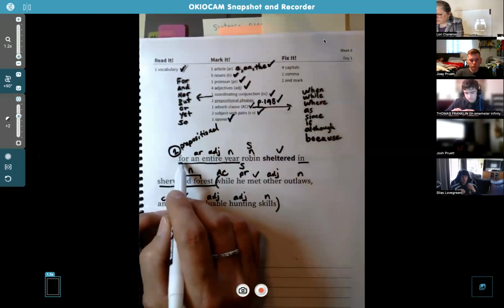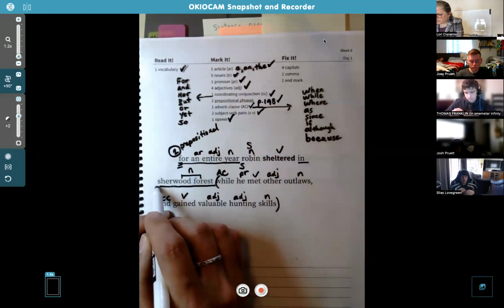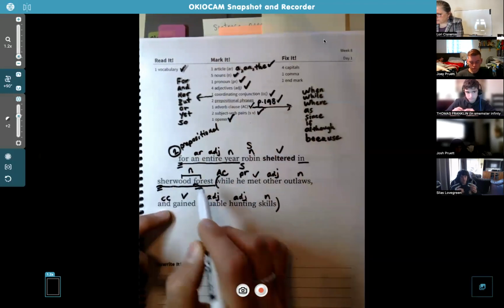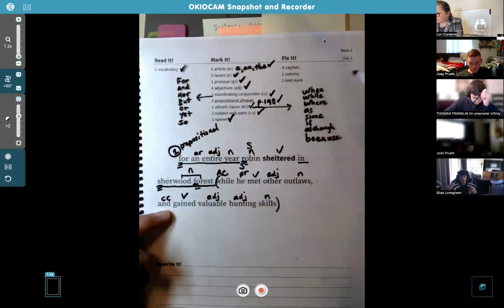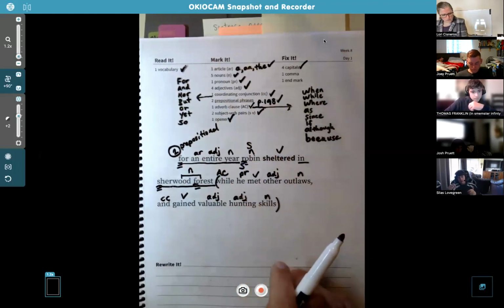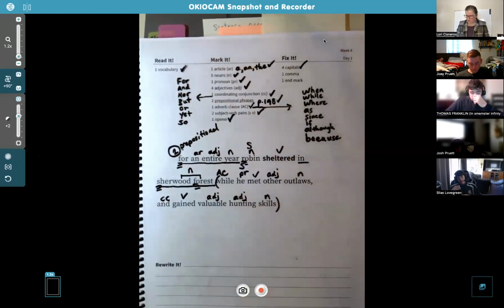Capitals, that's easy. Go ahead and find those. Put your lines underneath: Sherwood, Forest, and Robin. Comma, we have a comma rule. And usually that means we either take out a comma, right, after outlaws. The comma after outlaws needs to be taken away.